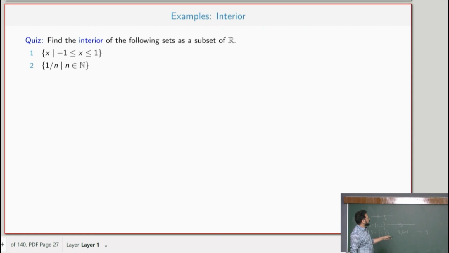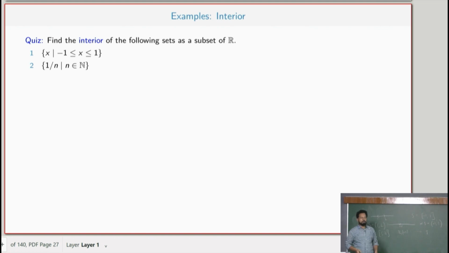Now here you have to find the interior points of the following set. So this is the closed interval -1, 1, right? What are the interior points of the closed set -1 to 1? So which are the points around which you can always find a ball which is completely inside S, and these balls are in R. Okay, so which points you think are interior points? Open -1, 1. Okay, so the interior of S is open -1, 1.